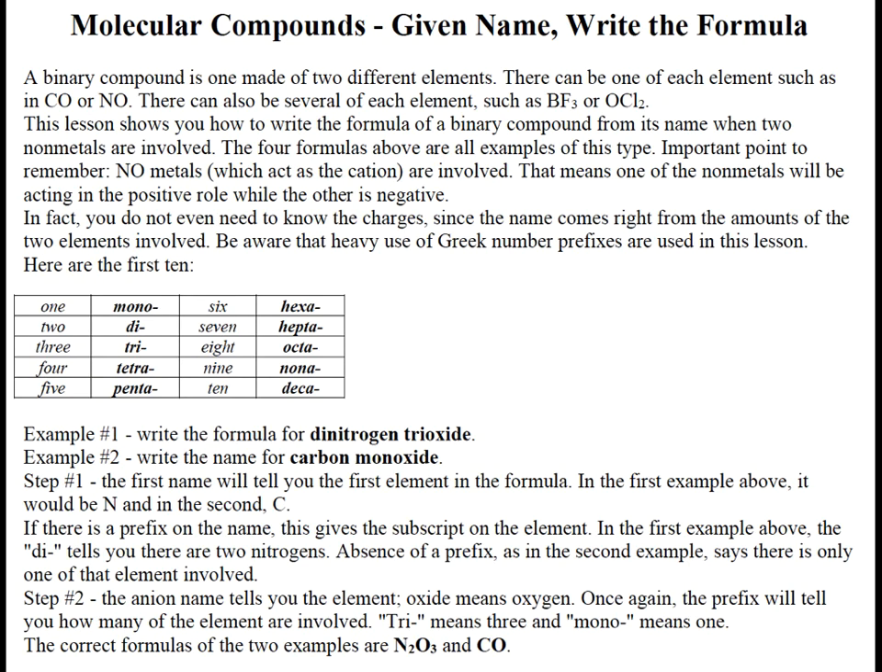Now, given the name to the formula, it's basically the same thing except in the opposite direction. And most people find these very easy because looking at the name, it almost gives you the formula. So instead of walking through all this, example 1 is dinitrogen trioxide. So that means 2 N's and 3 O's. If you look on the bottom, N2O3 is dinitrogen trioxide. Carbon monoxide, 1 carbon, 1 oxygen, CO.